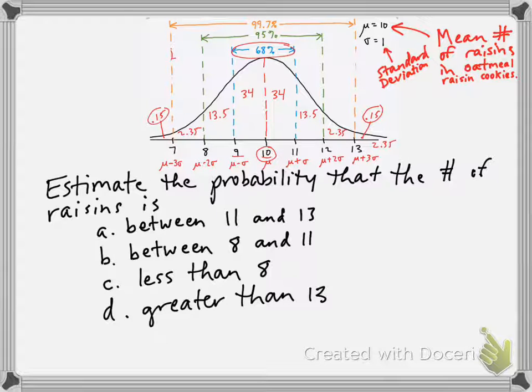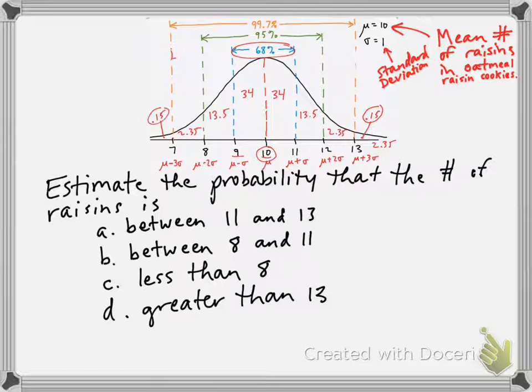So in the last video I set up the hack for solving problems using the empirical rule, the 68, 95, 99.7. If you don't understand that part, you should watch one of the earlier videos. Now that we have our numbers all set up in each section of this normal distribution curve, we can easily answer these questions.